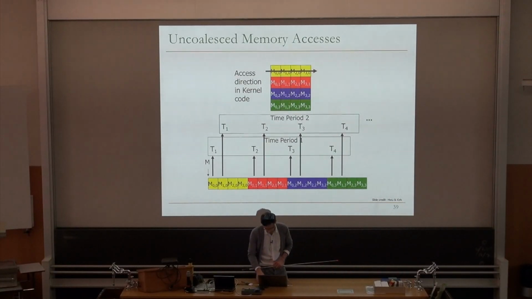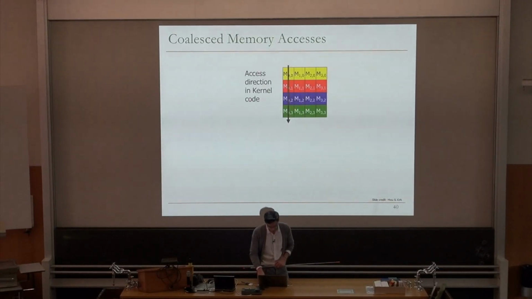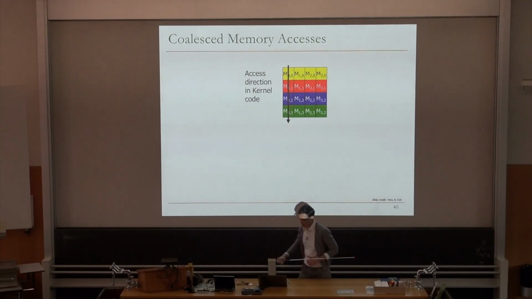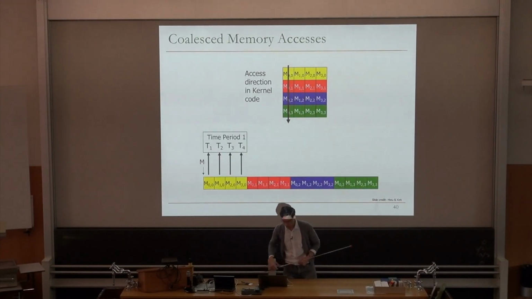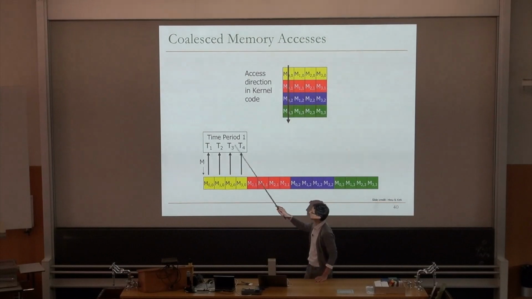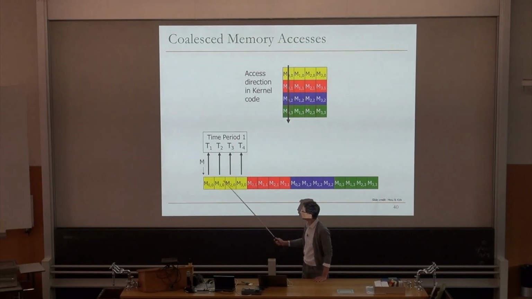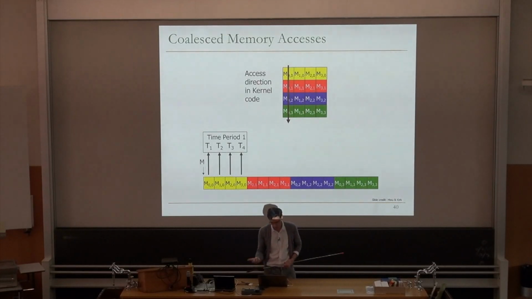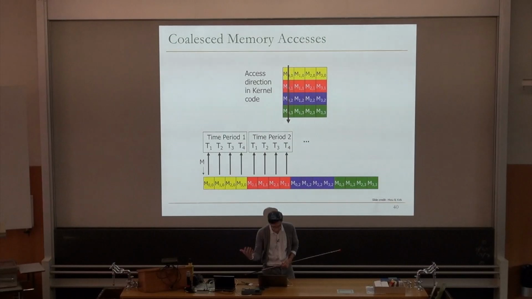in the on-chip caches. In a coalesced memory access, the direction in which we are going to access is like this, so threads access by column, and the good thing is that in the first iteration, or first time period, we will have threads 1 to 4 accessing 4 consecutive elements of the matrix that probably will belong to the same cache line, so in one single memory request we can fetch all the data that is needed by these 4 threads. Then this would be for time period 2, etc.